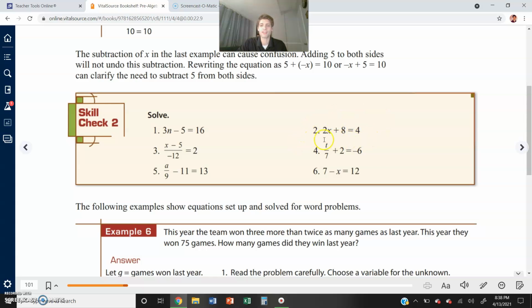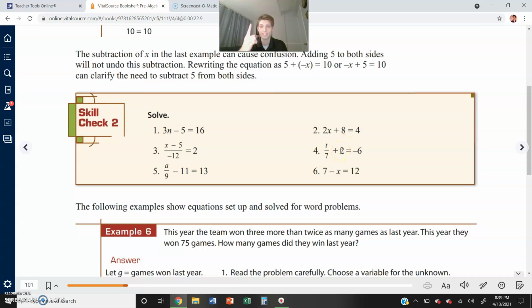So number 2, our very first step is going to be, hopefully say or think, that you have to subtract 8 from both sides because we have to get the 2x all by itself to get the x all by itself. So we're going to subtract both sides by 8. So subtracting, I get 2x on the left-hand side of the equal sign. On the right-hand side, I get -4. So then 2x is equal to -4. Divide both sides by 2, and I get x is equal to -2.